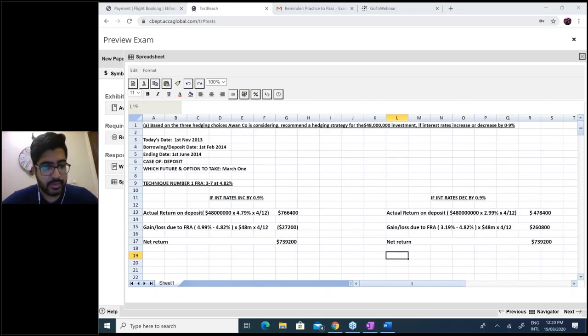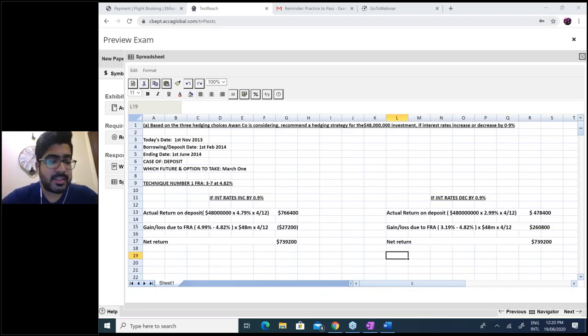It's a deposit case, return on deposit, gain loss due to FRA, net return. Actual return on deposit is easy. 48 million is the investment. If interest rates increase by 0.9, we can deposit at 4.99 less 20 basis points. We can deposit at 4.79. If they decrease by 0.9, we can deposit at 2.99 for 4 months. You get 766,400 and 478,400.